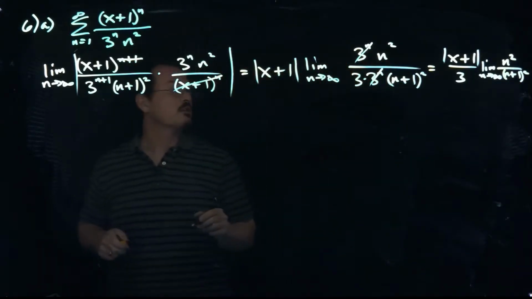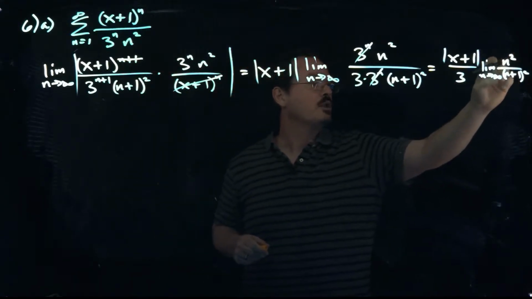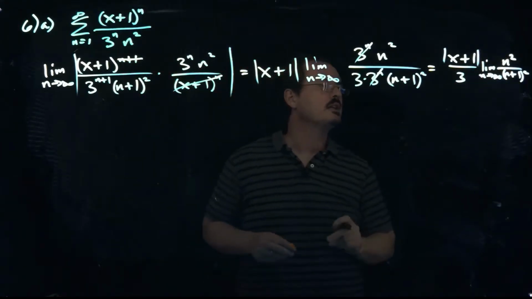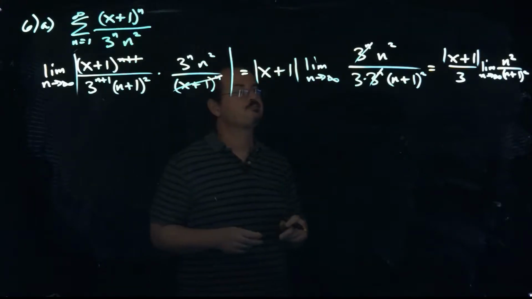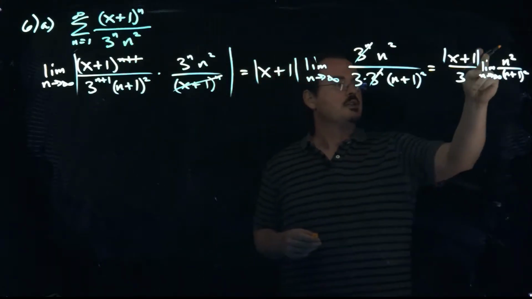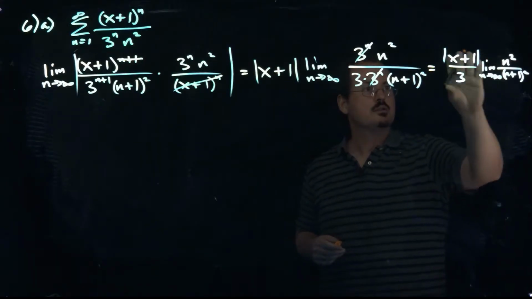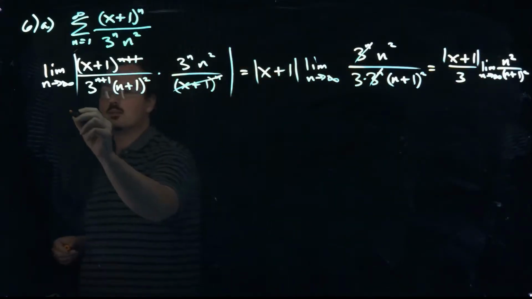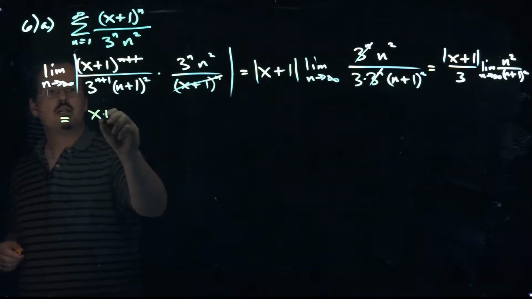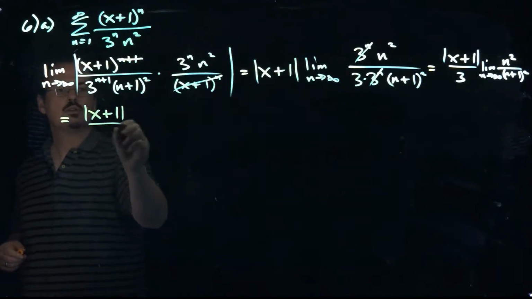If we can see that, kind of running out of room there. But anyway, that limit right there, both have second powers. If you expand that, you get second power of n in the denominator. And the ratio of the leading coefficients is just 1 over 1. So that leaves us with just this term there as our limit. So we've got x plus 1 absolute value over 3.